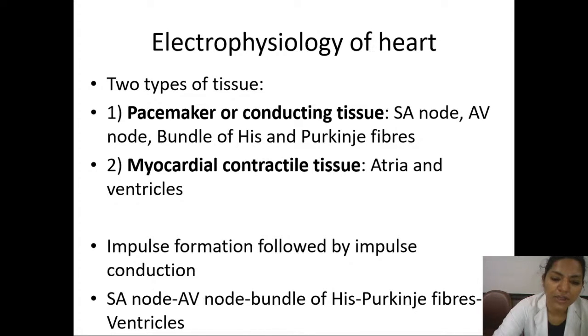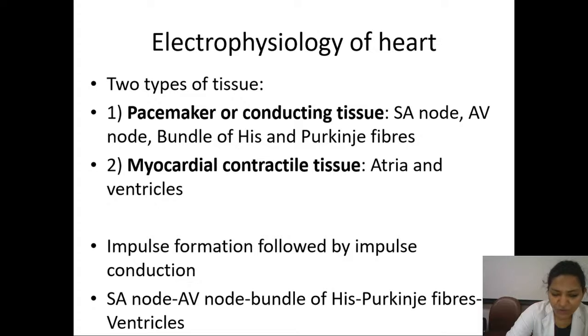If we take a broad idea, basically what happens first is there is impulse formation and then this impulse is conducted. This impulse formation occurs at the SA node, from where it is conducted via the AV node, bundle of His, Purkinje fibers, and finally reaches the ventricles, leading to ventricular contraction. Okay.